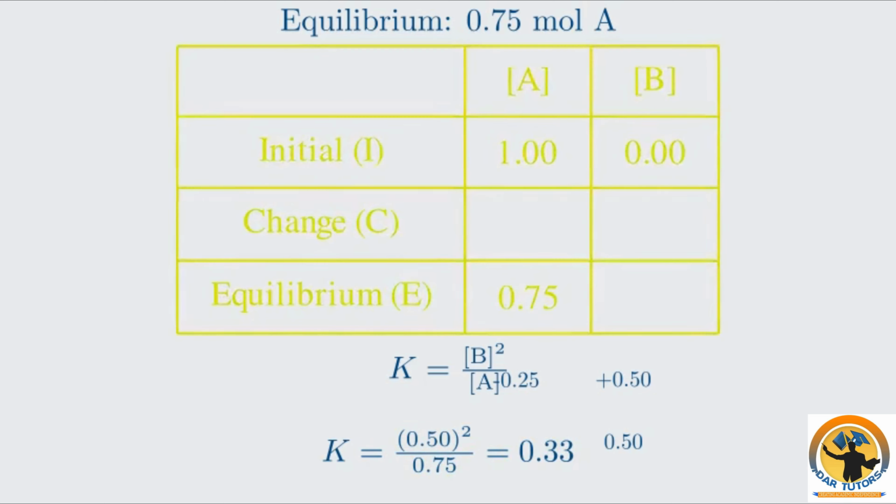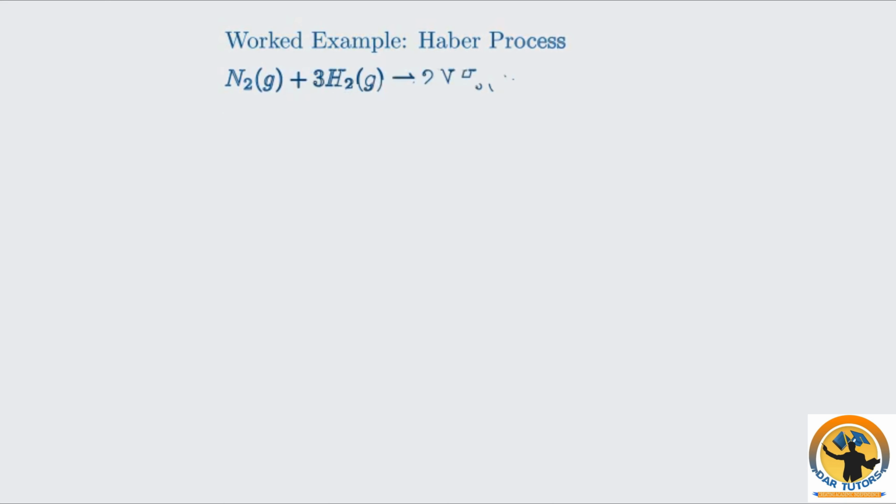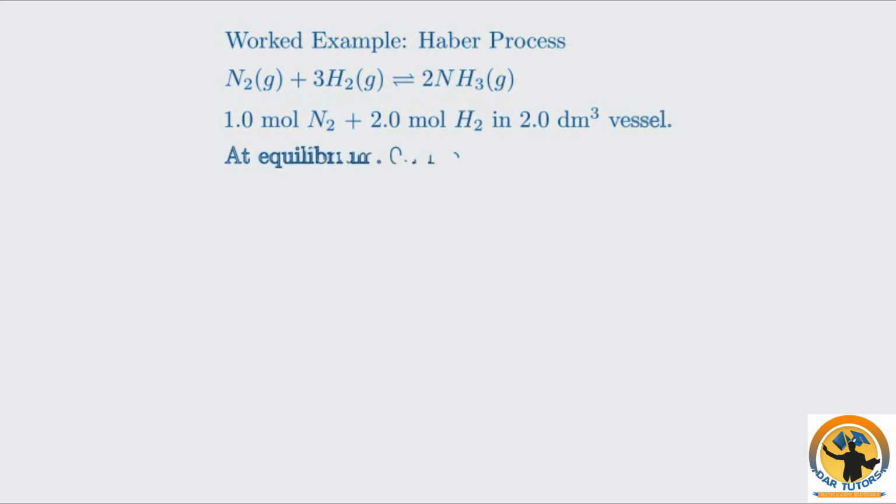This example shows how an ICE table allows us to deduce all equilibrium concentrations from a single known value and the stoichiometry, which is crucial for many problems. Let's work through another ICE table problem, this time calculating K for the Haber process. The problem states that 1 mole of nitrogen and 2 moles of hydrogen are placed in a 2 dm3 vessel. At equilibrium, 0.4 moles of nitrogen remain.